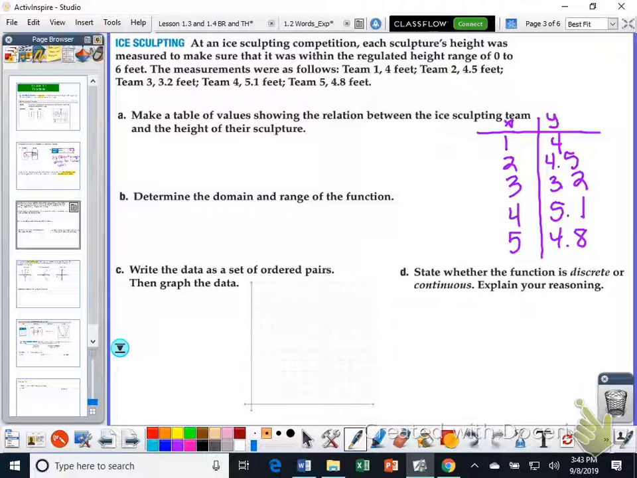Determine the domain and the range of this function. So D, again, remember it's D and then a colon, and then the brace, 1, 2, 3, 4, 5, brace.